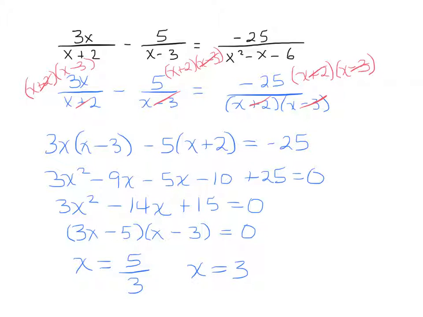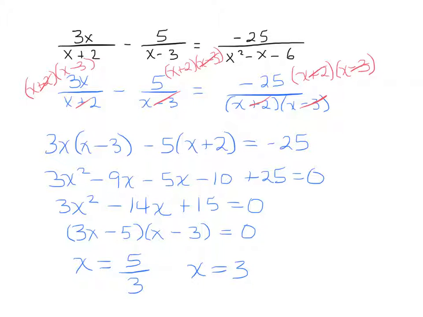So here's my solution to the last one. I factored the denominator of the third term to get x plus 2, x minus 3, and then multiplied each term by x plus 2 times x minus 3. It simplifies to 3x times x minus 3 minus 5 times x plus 2 equals negative 25. Expand and simplify, you have a quadratic. When you factor it, you get your two factors at the bottom, 3x minus 5 and x minus 3, and that gives you the two solutions. X equals 5 over 3 and x equals 3.